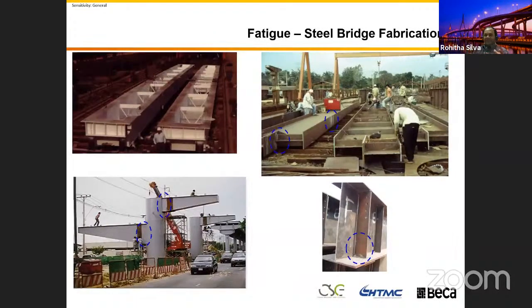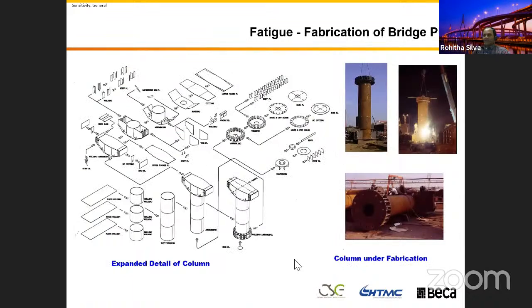And in addition to that, the design detailing and the fatigue design, you have to go into a lot of detail. You will realize the amount of detail you need to go into when you design for fatigue in a steel bridge from this particular drawing. You can see this picture in here, this column, this pier head.